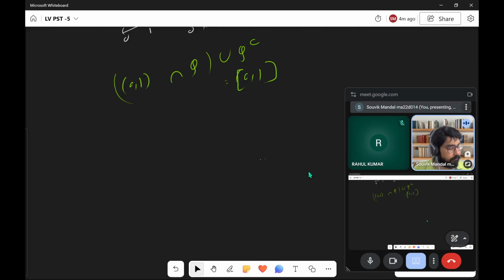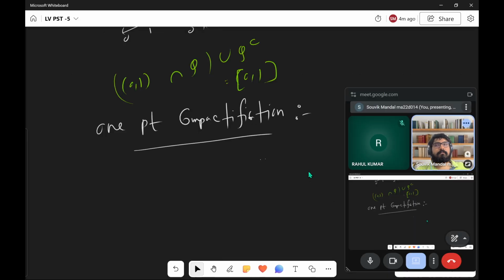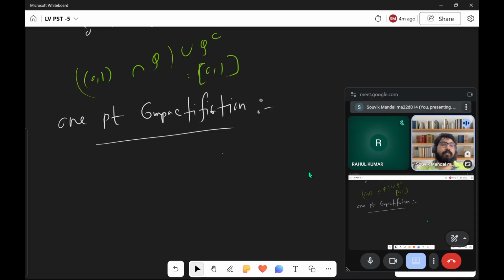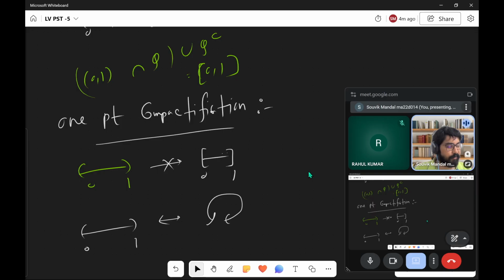Now, the next thing is one-point compactification. By the name you probably understood that the space can be made compact by adding one point to the space. Suppose we have the open interval 0, 1; we cannot add both 0 and 1. Such a thing is not allowed under one-point compactification. What is allowed? The open interval 0, 1 is the same as a circle minus a point, and here we are adding 1 point, so it becomes a circle S^1. So one-point compactification means we must add 1 point to the space to make it compact.